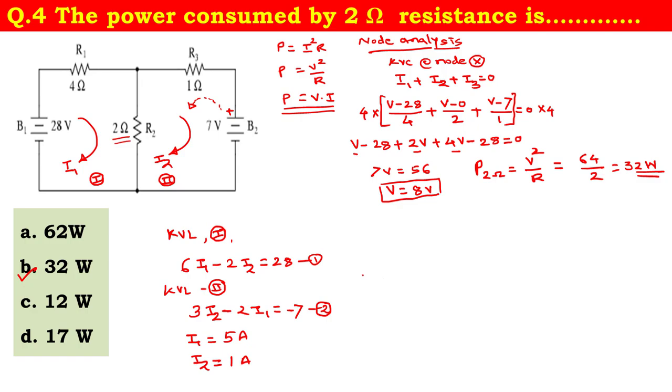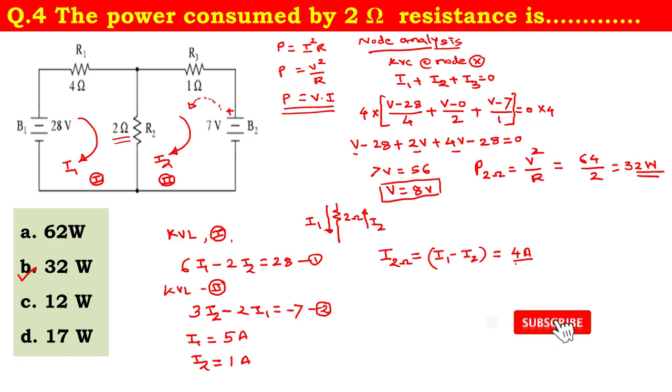That means now I have to calculate the current flowing through the 2 ohm. Here is the 2 ohm resistance. I1 is the current flowing downward, whereas the I2 current is flowing upward. That means the current flowing through 2 ohm is nothing but I1 minus I2. This current is equal to 5 minus 1, that is equal to 4 ampere. So this is the current flowing through 2 ohm by using mesh analysis.